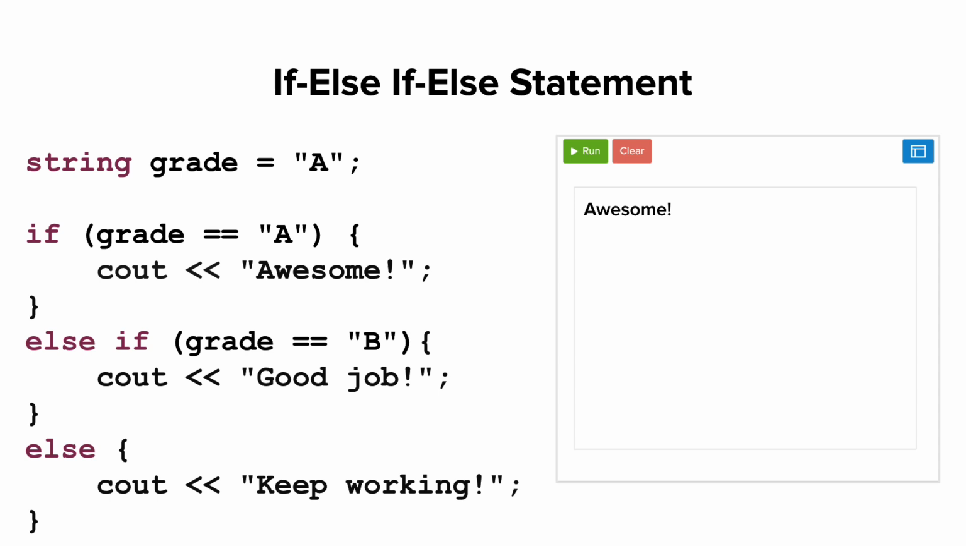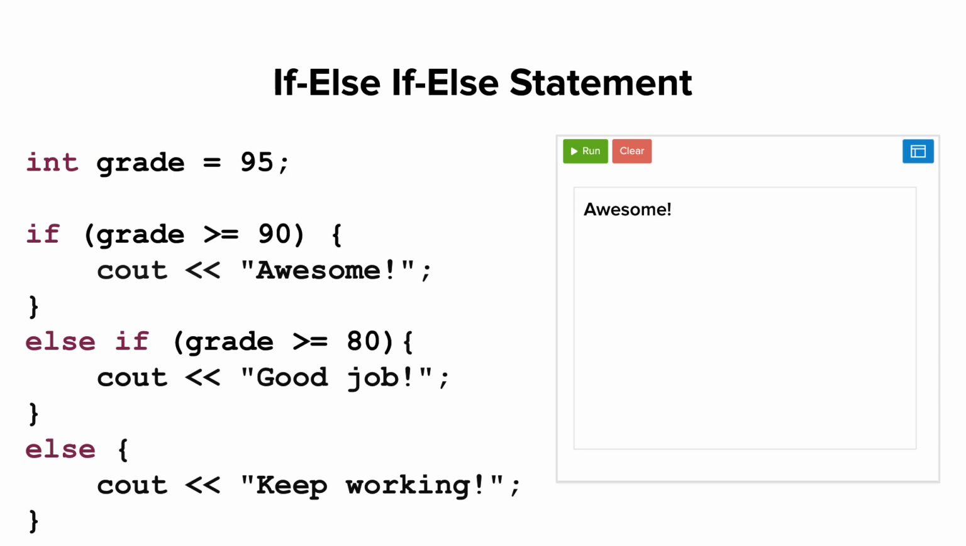So take a look at an if else statement in action. Notice that you have three possible options: an option for A, an option for B, and an option for everything else. Only one of these code blocks will execute. In this case, since the grade is an A, the first block gets executed and other blocks are skipped entirely.